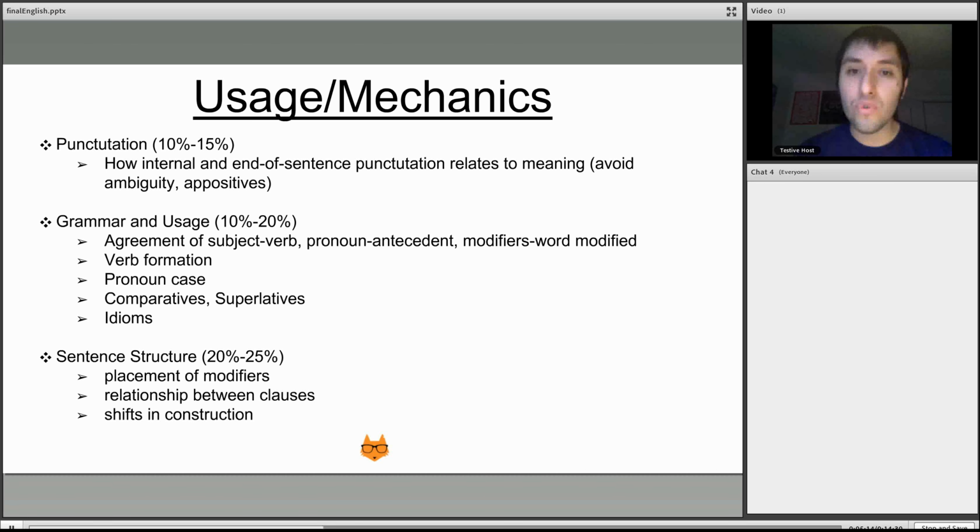10 to 20% of the test is grammar and usage, by which they mean specifically subject-verb agreement, pronoun antecedent agreement, modifiers and words modified and how they agree, verb formation, pronoun case, comparatives, superlatives, and idioms. 20 to 25% of the test is measuring sentence structure, so specifically the placement of modifiers, the relationship between clauses, shifts in construction, etc.